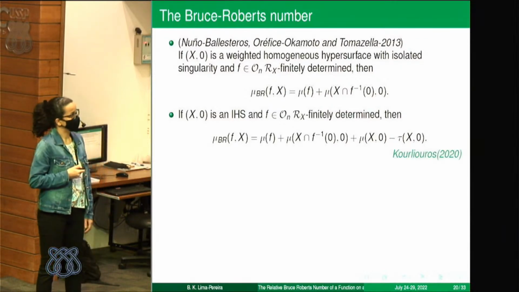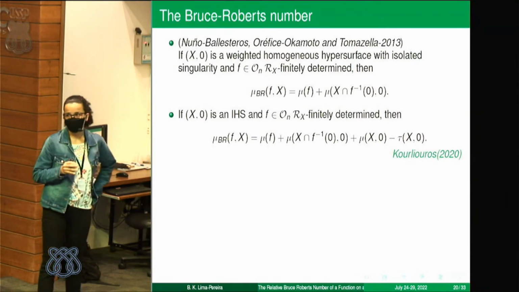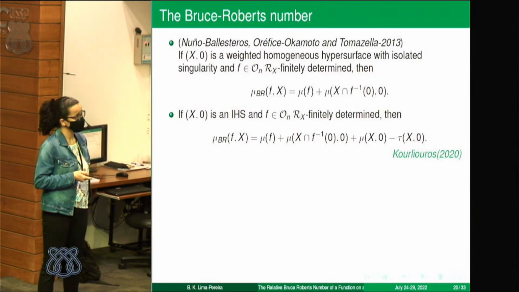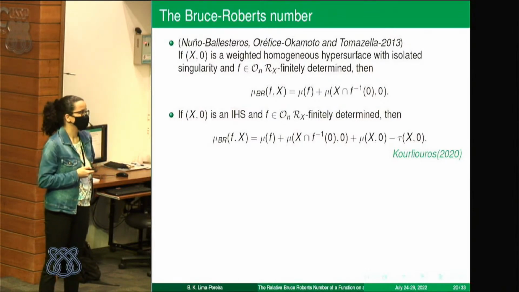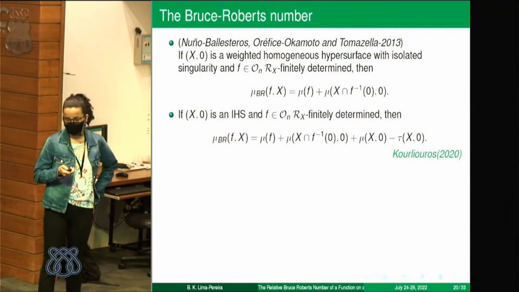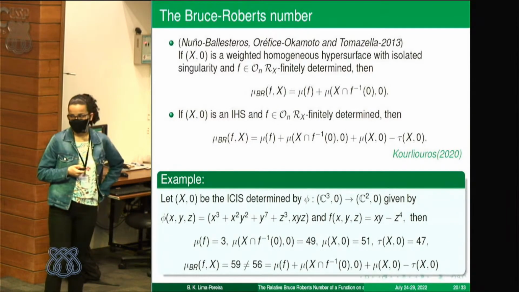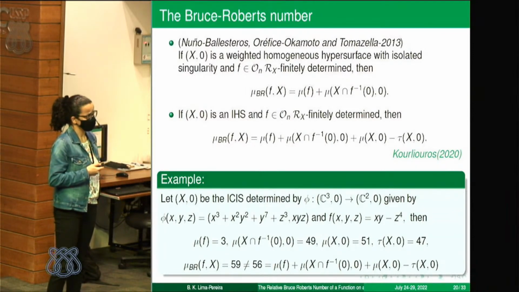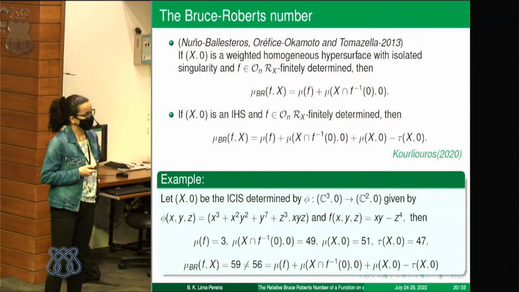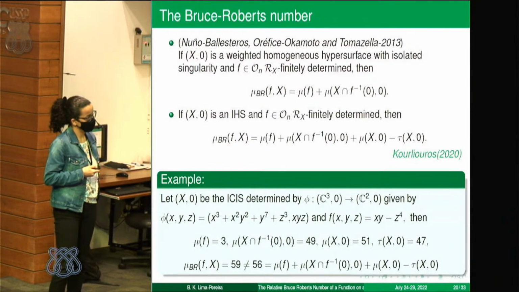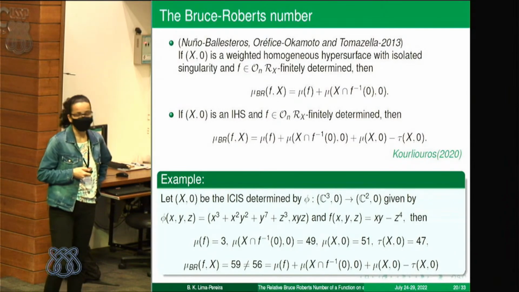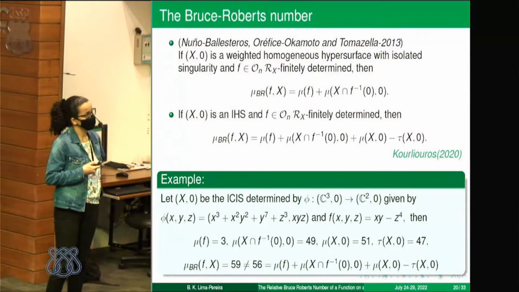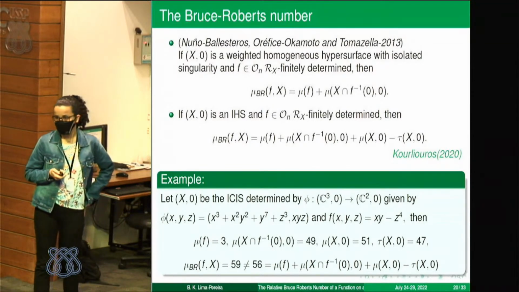Gorjuan also proved the second equality, and he uses a different approach from ours, and the works were produced simultaneously. Okay, but we want to know about the relation when X is any ICIS, okay? And we have this example. We consider X, the ICIS determined by this map germ phi and this function. So we calculated these numbers, and in this example, the Bruce-Roberts number is different from this sum, okay? So this equality is not true when X is any ICIS, okay?